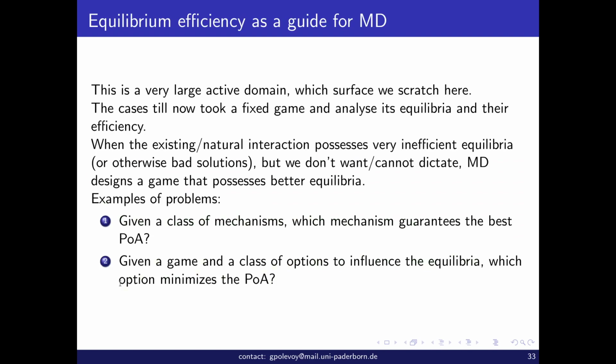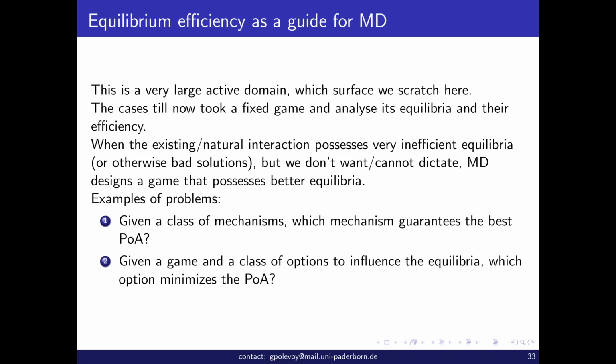So we've seen 4 examples of this widely studied topic of looking at a game, finding the equilibrium and calculating their properties, mainly the efficiency of equilibrium. But this can also be used as a guide for mechanism design. So this topic of mechanism design is a very large domain which is now being studied, of course, on a deeper and higher level than what we have done.